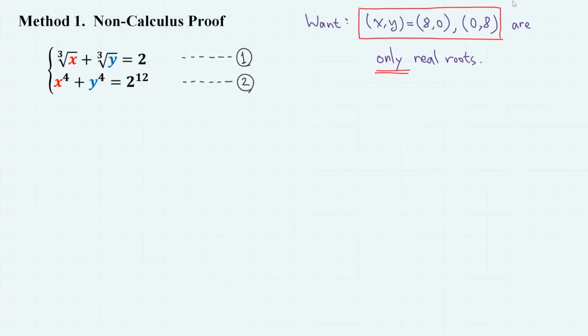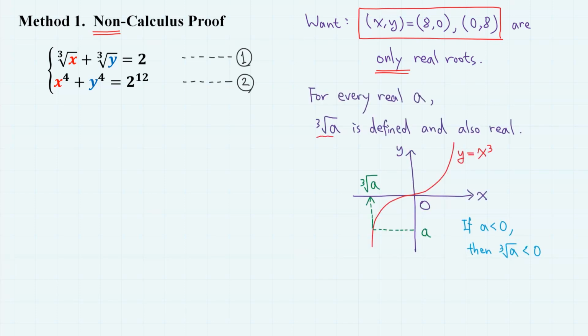The proof that 8, 0 and 0, 8 are the only possible real roots can be done without using calculus, so I'm going to explain this less advanced method first. We need to divide the cases depending on signs of x and y. Remember, cube root of a can be defined as a real number even if a is negative, so we need to take a look at those cases too.